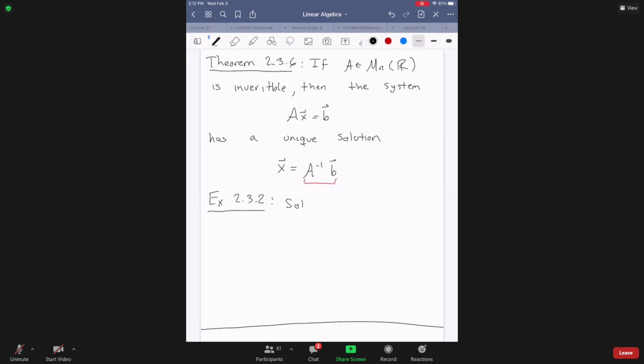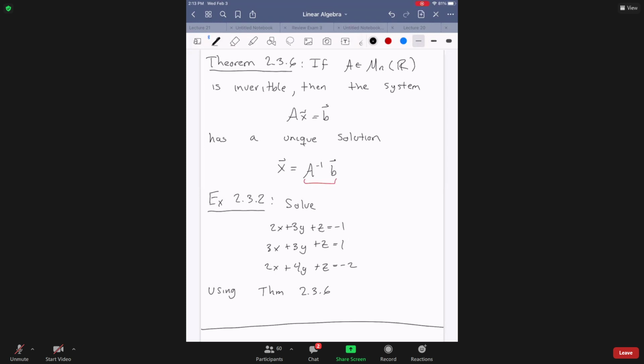Solve, let's say, 2x plus 3y plus z equals -1; 3x plus 3y plus z equals 1; 2x plus 4y plus z equals -2, using theorem 2.3.6. You can do RREF and solve it that way, but I want to show you exactly how you can do it using the theorem I just stated.